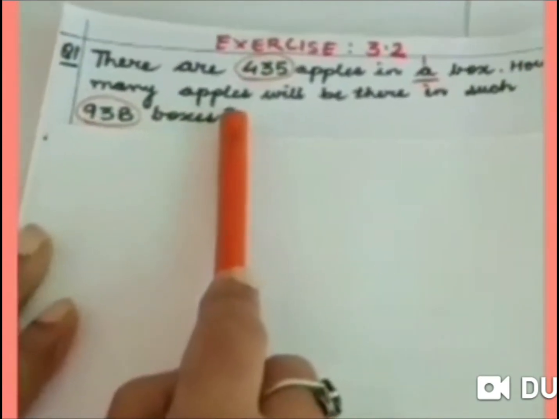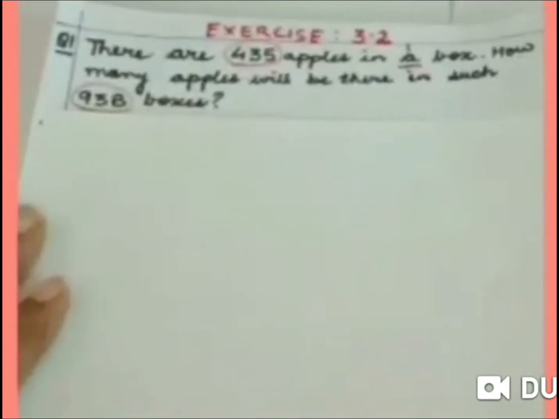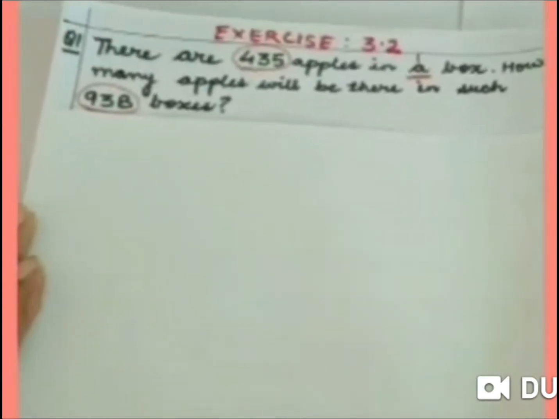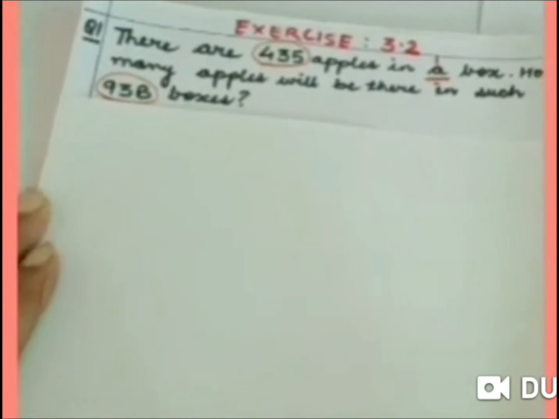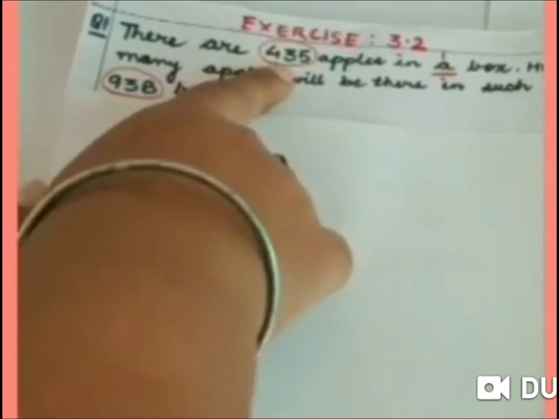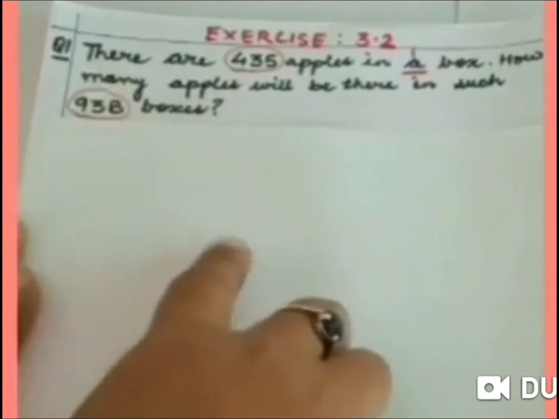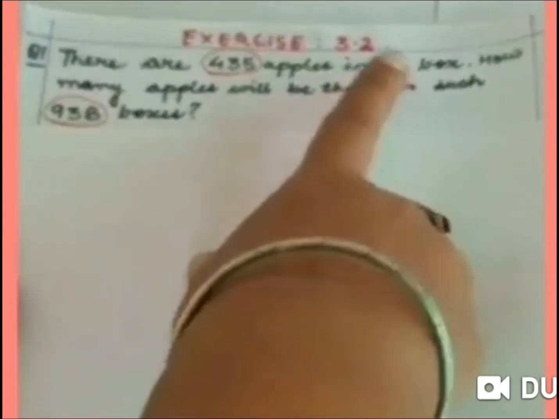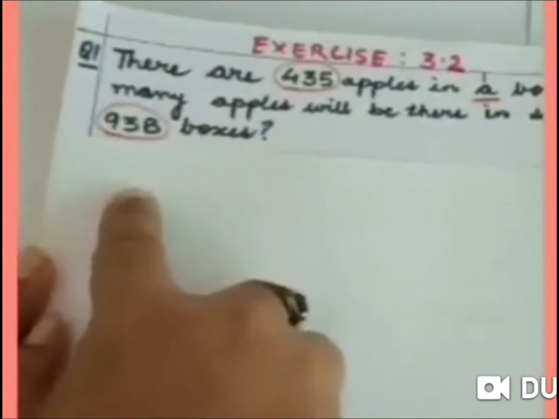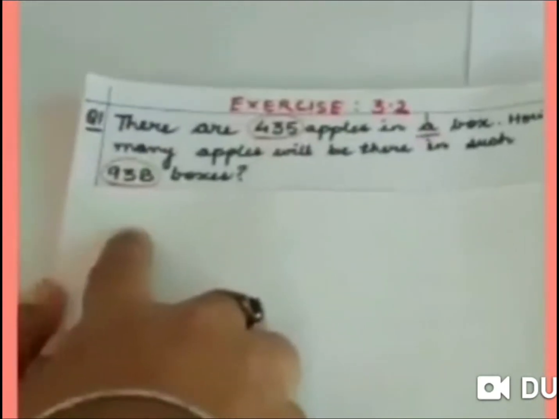Now here, according to the basics that you have learned earlier, if we know about 1 and we need to calculate about many, and the basic number is the same, there are two ways. Either we can add, or if the number is the same, then we can multiply. But here, practically speaking, we cannot add 435 938 times, so it will be practically impossible. So what to do next? We know about one box, we need to find about many. We will simply do the multiplication to find the total number of apples in 938 boxes.